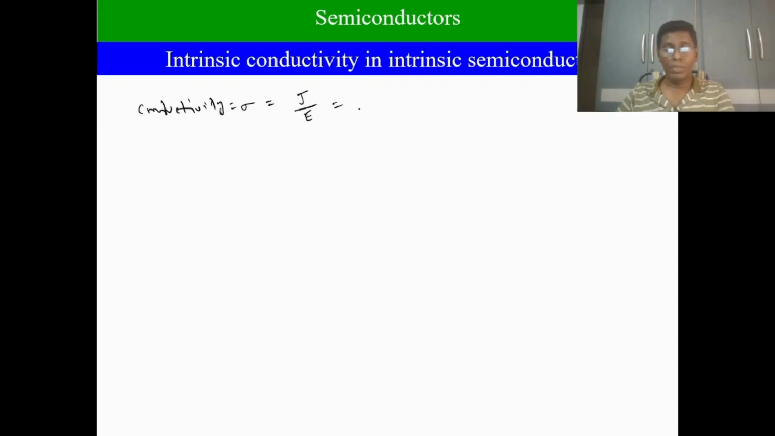sigma is equal to J divided by E. What is the meaning of J from the previous equation? e E into (n mu n plus p mu p) divided by capital E. Capital E is going to cancel, and sigma is equal to, what can you write? Small e into (n mu n plus p mu p). This is the expression for the conductivity of an intrinsic semiconductor.